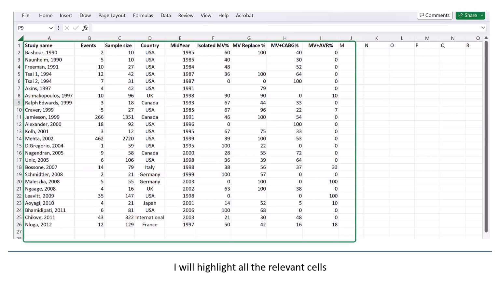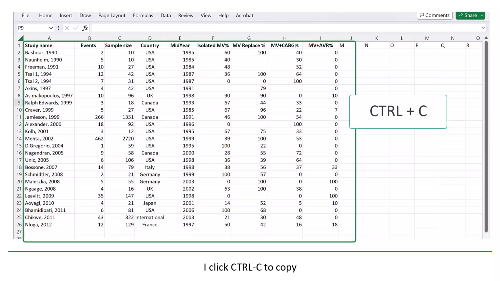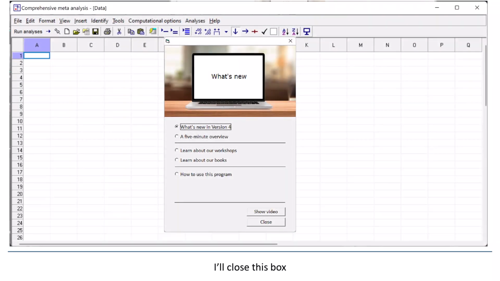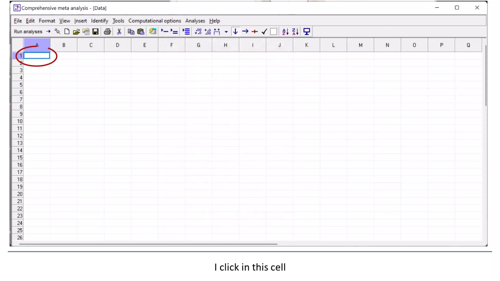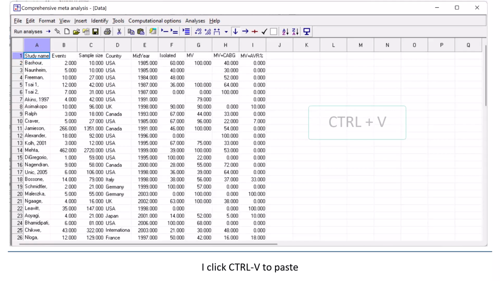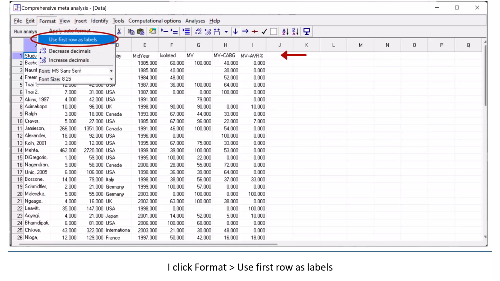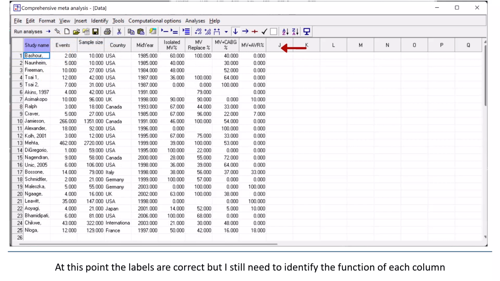I'll highlight all the relevant cells, and notice that I'm including the row with the labels. I click Control-C to copy. I'll open CMA. I'll close this box. I click in this cell, and I click Control-V to paste. Next, I want to take these labels and move them into the header. I click Format, First Row as Labels.